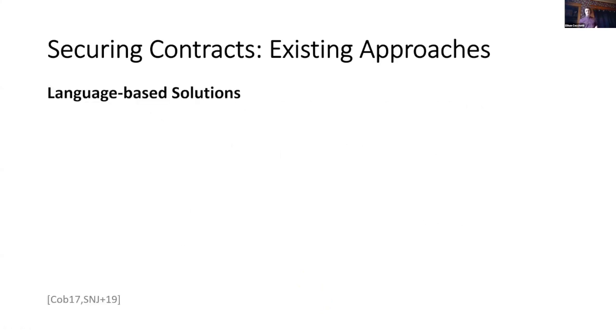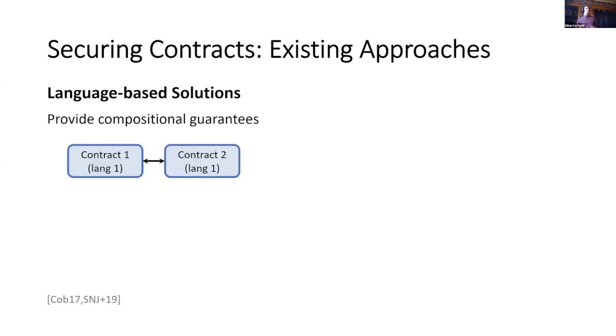And language-based solutions are really nice in that they provide what's called compositional guarantees. So this means that if you have two different contracts that are both written in that language and the language provides some guarantee, then we can put those two contracts together and create a larger application that's built from the combination of the two contracts. And we can be sure that they're going to cooperate safely so that that entire application is going to maintain the same guarantees that we wanted the original contracts to guarantee just because they're written in that language.